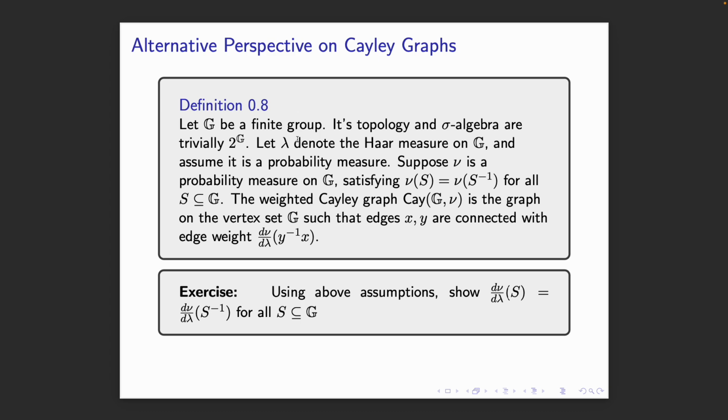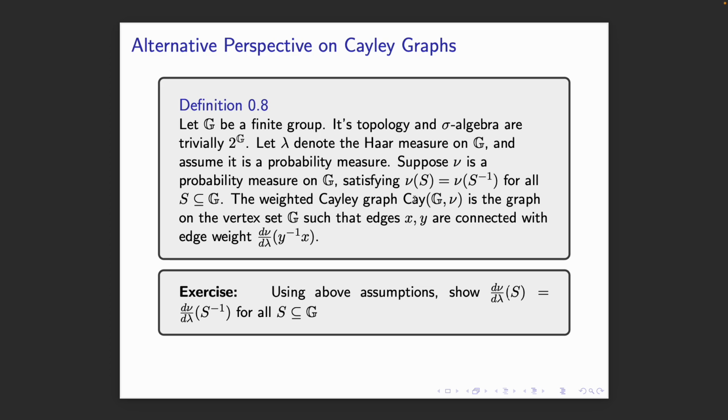We have a Haar measure on this finite group. It's a probability measure. And now I'm saying assume you have another probability measure on the group, which is symmetric. By which I mean if we take a subset of the group, then the measure of that subset is going to be equal to the measure of the set containing all of the inverses of the elements inside that subset.